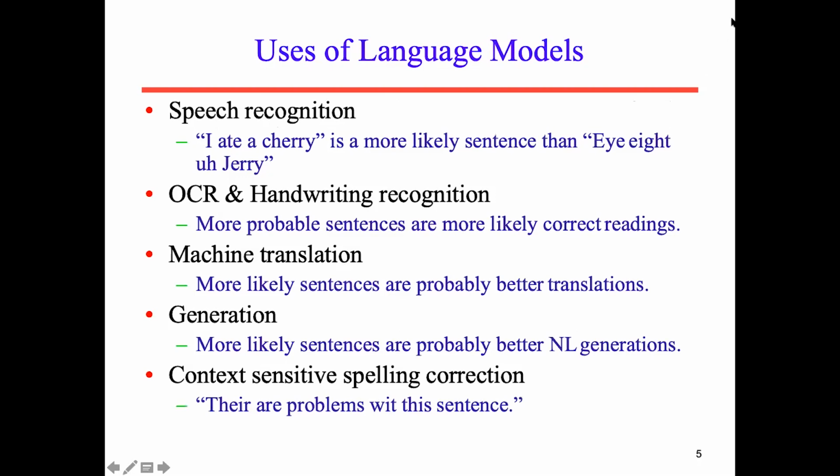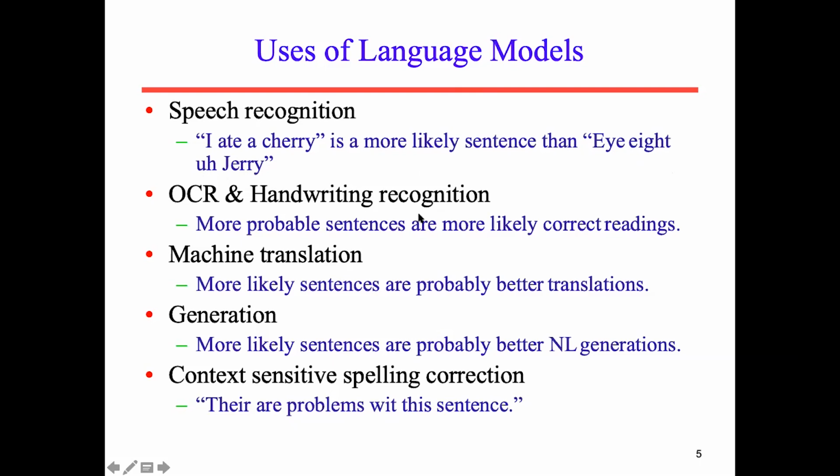I'll give you a great example of where language models are used. As I defined before in the "my dog is" kind of sentence, if you've seen speech recognition, "I ate a cherry" is a more likely sentence than "I ate a jerry." So as you can see, this one has correct English words, but the probability of these occurring together is extremely low.